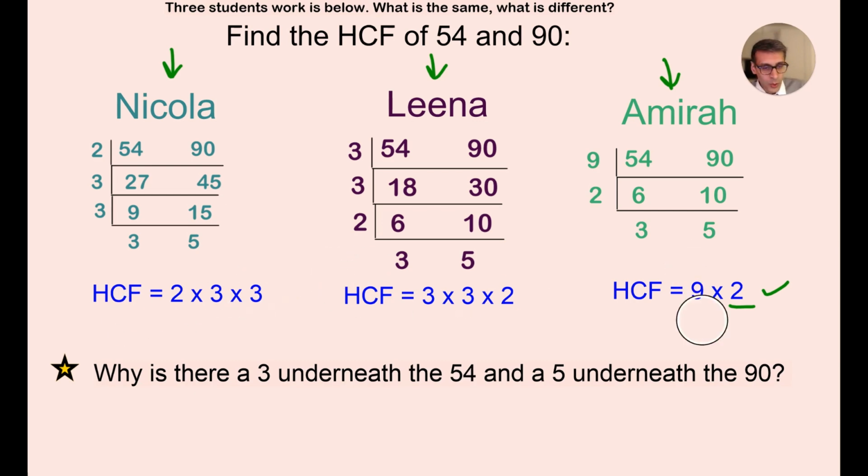What you may have noticed, a couple of points here. So Amira, the fact that she divided by 9 first was a bit more efficient. It was a bit quicker to get to the answer. 9 times 2 straight away, you can see it's going to be 18. So she spotted 54 and 90 are in the 9 times table. Nicola started by dividing by 2, which is arguably a bit easier potentially. If you're not sure about the times tables or if the numbers are unfamiliar, then just divide by 2 and then 3 and 3. Lena just noticed that they're going to 3 first. But either way, the numbers they got on the side are the same.